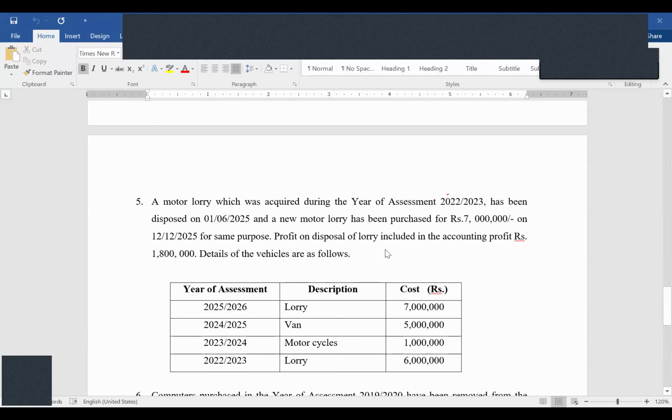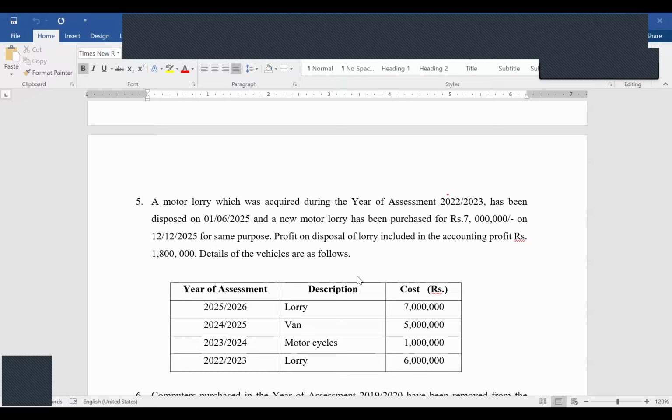Profit on disposal of lorry included in accounting profit is 1.8 million. Details of the vehicles are as follows. So here we have given the details about the disposal, because disposal values are very important to calculate disposal gain or loss.